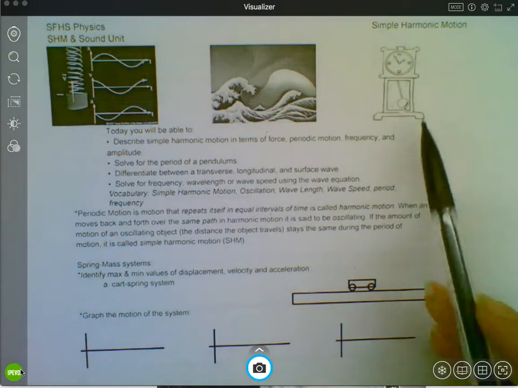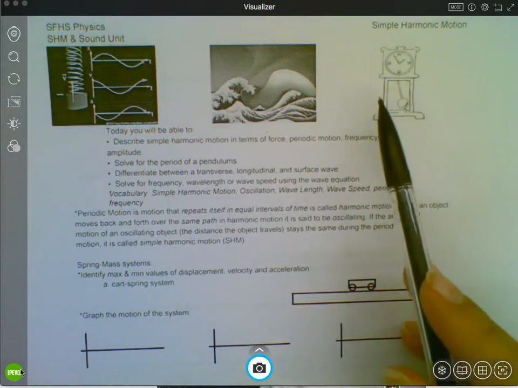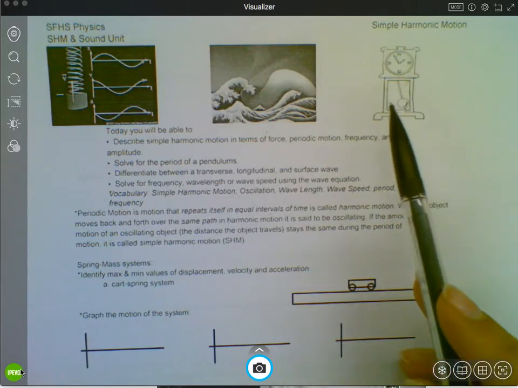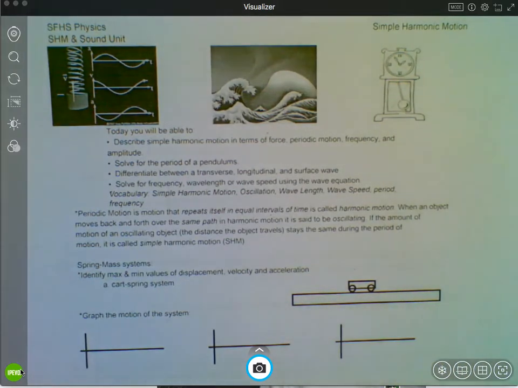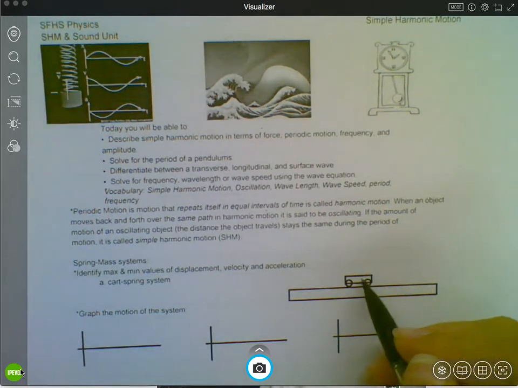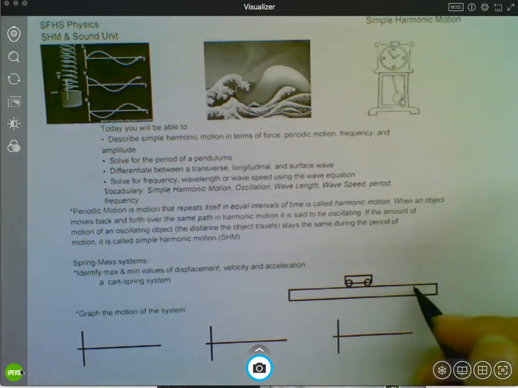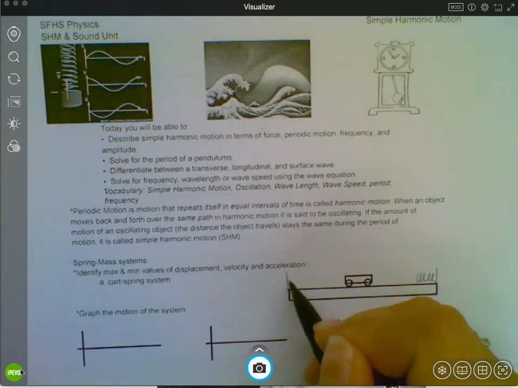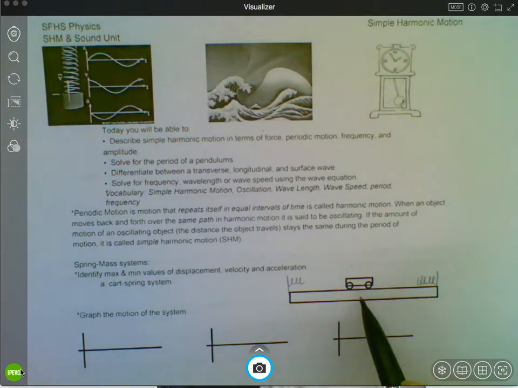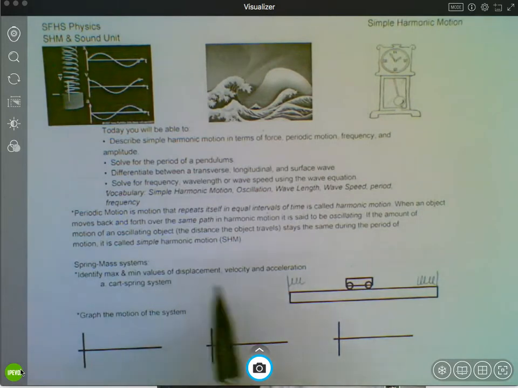Examples would be the pendulum of a clock. That's simple harmonic motion. It's the same amount of time, the same motion, and it covers the same distance every time. The first example we're going to talk about is a spring mass system. So this would be like if you had a cart, and a spring over here, and maybe a spring over here, and we're going to identify the maximum and minimum values of displacement, velocity, and acceleration.